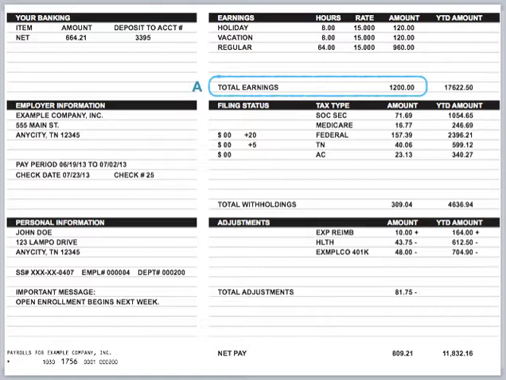First off, question A, what is the employee's gross pay? Sometimes they use a synonym for this, sometimes they'll call it total pay or total earnings. Here it is. So if you said 1,200, well done.